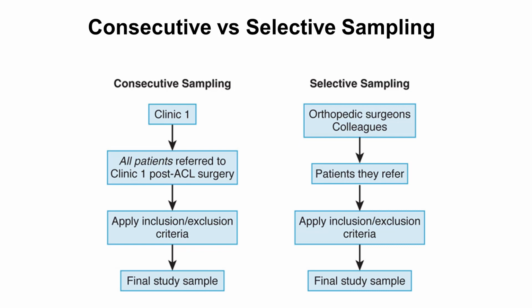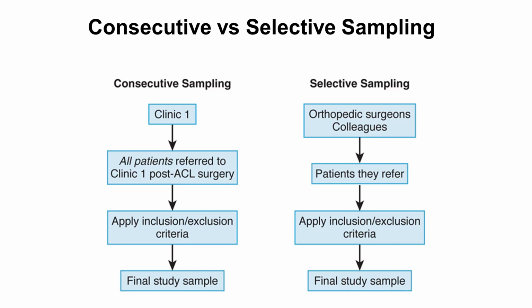You have patients that arrive at a clinic. All patients referred to the clinic after an ACL surgery were admitted into the study. The inclusion and exclusion criteria were applied to these patients, and this is the final study sample. So all patients is a consecutive sampling. Everybody that walked in the door is eligible for the study.